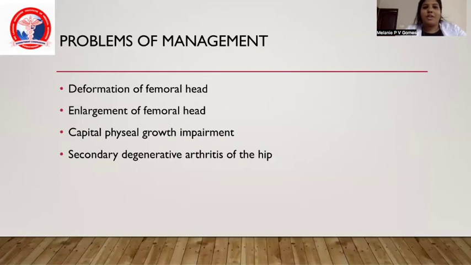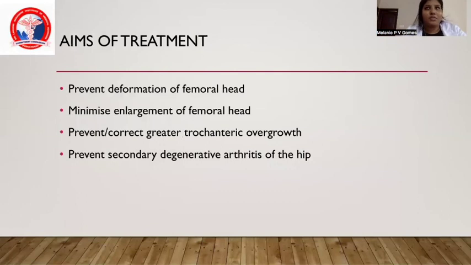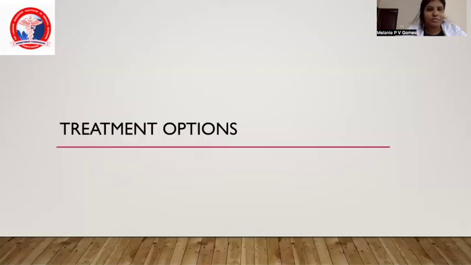What are the problems of management? One is deformation of the femoral head, enlargement of the femoral head, capital physeal growth impairment, secondary degenerative arthritis of the hip. Aims of treatment: prevent deformation of the femoral head, minimize the enlargement of the femoral head, prevent or correct greater trochanteric overgrowth, prevent secondary degenerative arthritis of the hip.